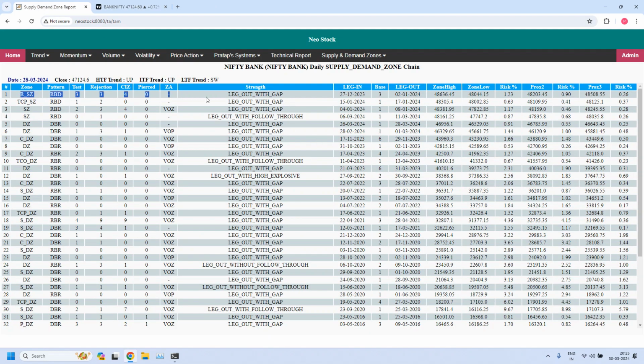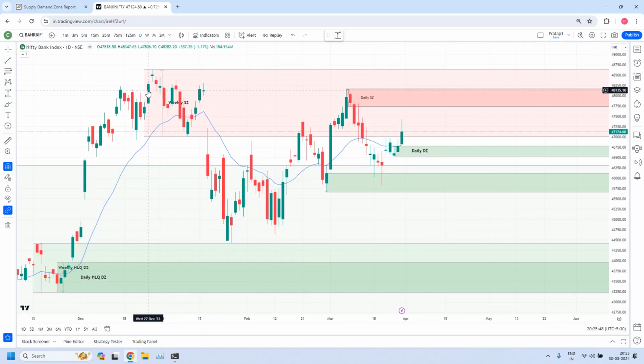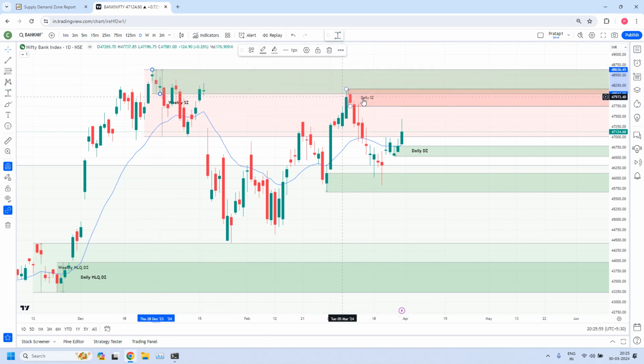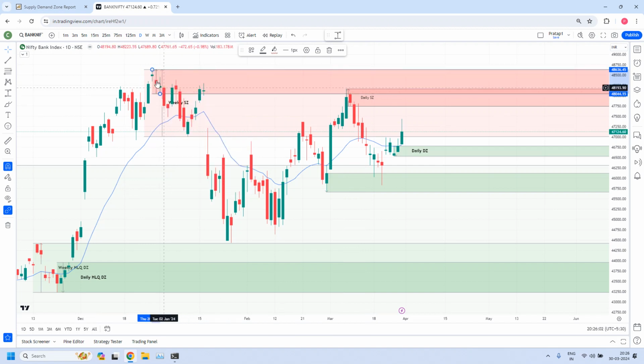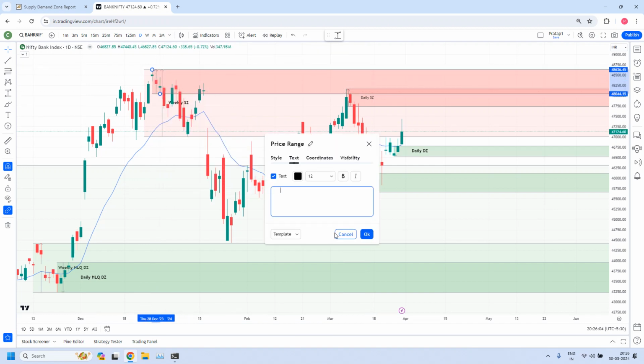Actually, this is the main source. Actually, all these are LOTL zones. For supply zones, all these are LOTL zones. The main zone is from here. 27.12, 3 base candles. This is the one, 27, 3 base candles and a drop. This is the main high liquidity zone. See, all these are LOTL zones. This is the daily supply zone, and a daily high liquidity supply zone.